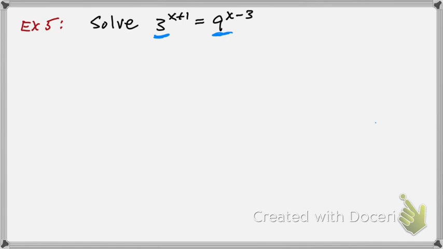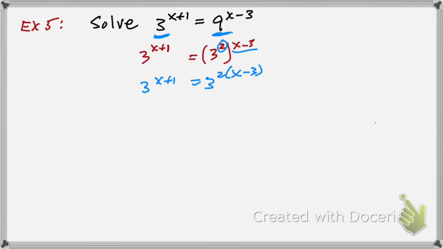So I could rewrite this as 3 to the x plus 1 equals 3 squared to the x minus 3, couldn't I? Have I changed anything? Just the form. So now my bases are the same. So I could say 3 times x plus 1. Now I've got to multiply this 2 right here times all of that. So it's 2 times x minus 3.